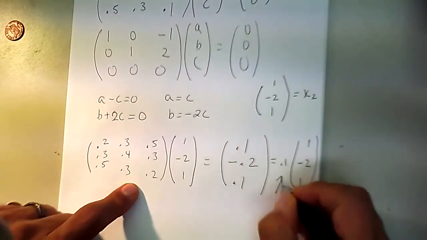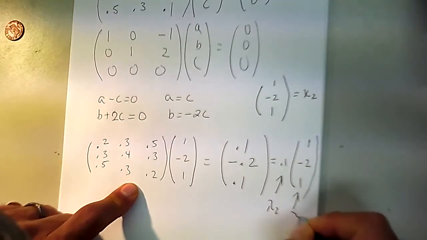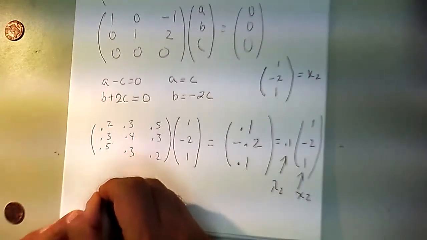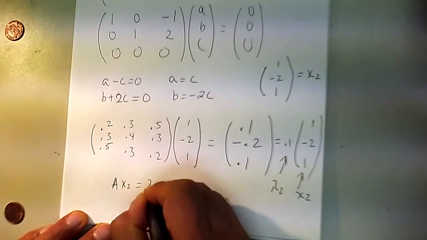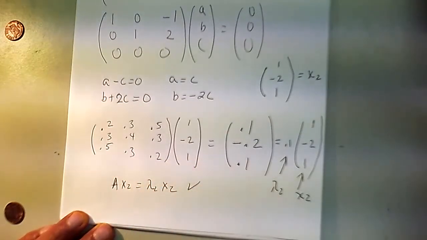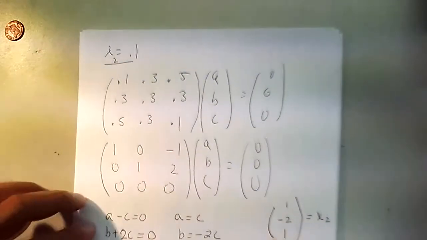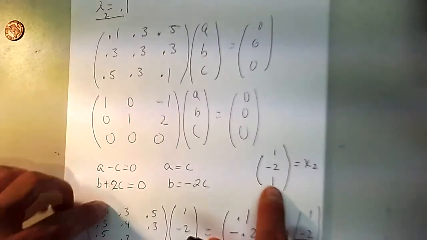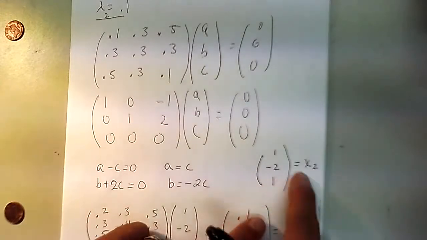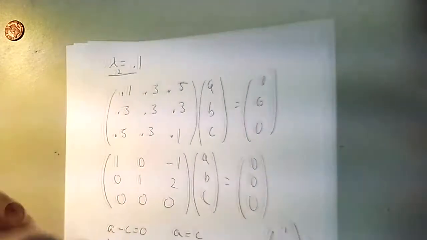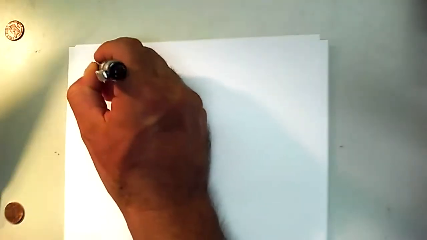That means that this is the lambda 2, this is the x2. So when we multiply A x2, we end up with lambda 2 x2, which is what is supposed to happen. So indeed, this is our eigenvector 2, x2 rather. So now let's look for eigenvector number 3. Lambda 3, now I think it was negative 0.3. There it is, negative 0.3.